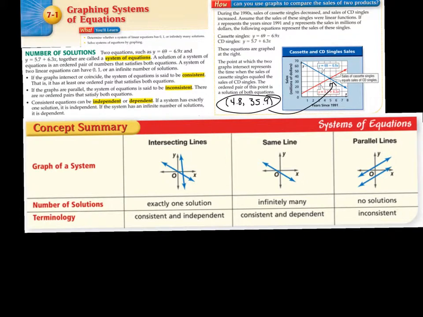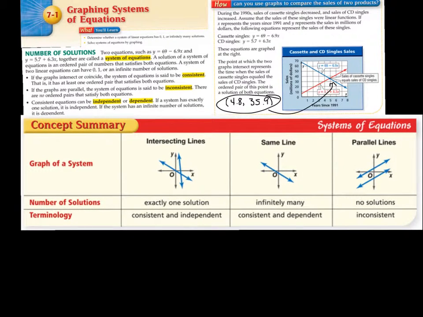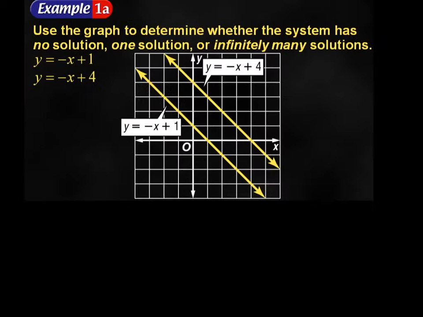If it makes sense to you to write down all the words that I just read to you, you can, but I like the chart here. It summarizes everything we just said verbally. If the two lines intersect, there will be exactly one solution. It's consistent and independent. If the two graphs lie on top of each other, there are an infinite number of solutions. It's considered consistent and dependent. Parallel lines, by definition, don't cross. There are no solutions, and it is inconsistent.